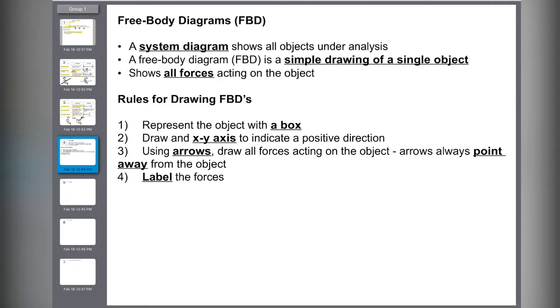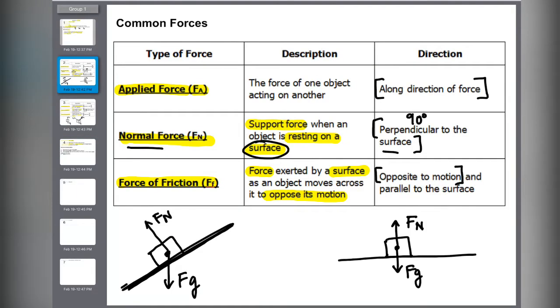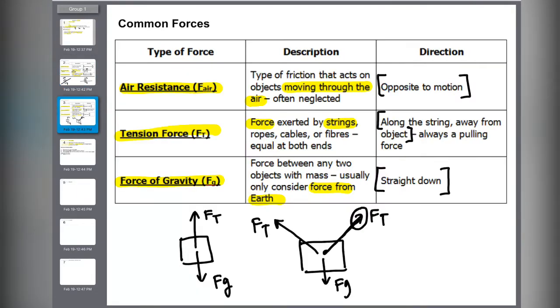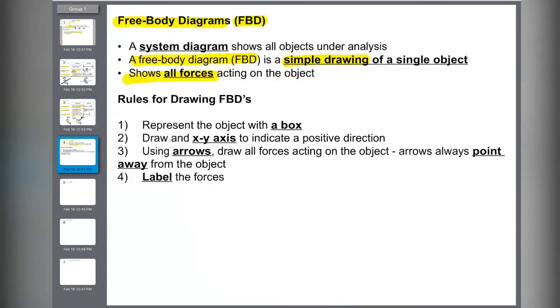So the next thing we're going to talk about is how we analyze forces. We use this thing called the free body diagram, FBD. So that's going to be the short form that we're going to be using. So a system diagram shows all objects under analysis. So a free body diagram, what we do is I basically just use a simple drawing, and we show all the forces that are acting on it. The forces will be these forces that we're talking about. So there's 6 types to choose from. And whatever is applicable, you're going to have to put it on the picture.